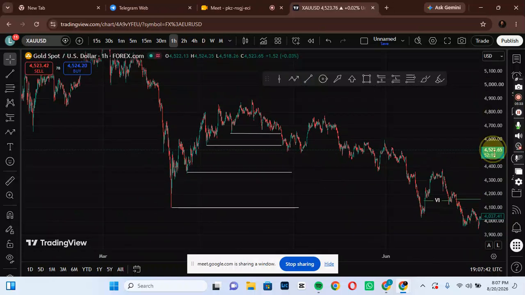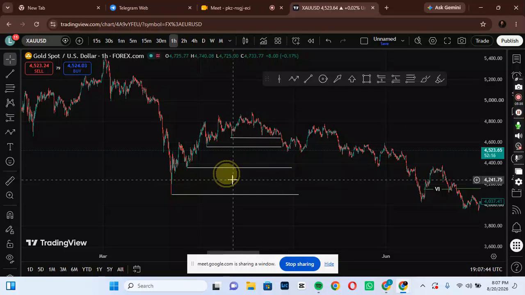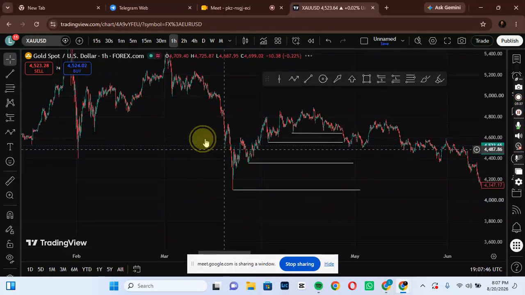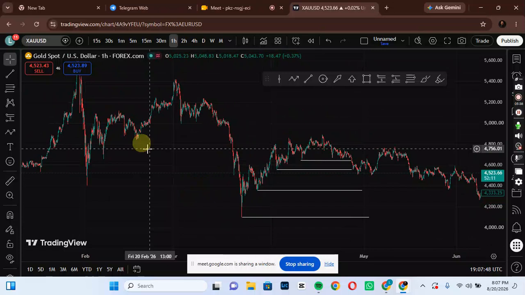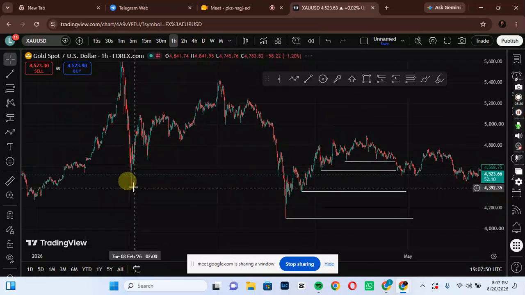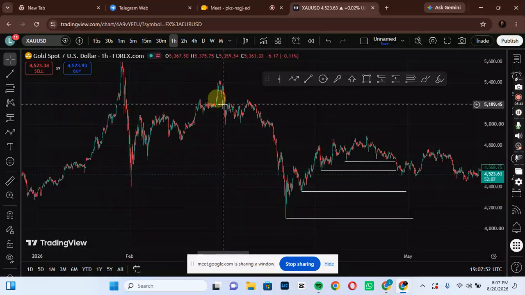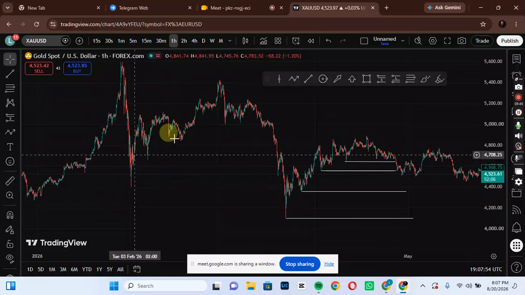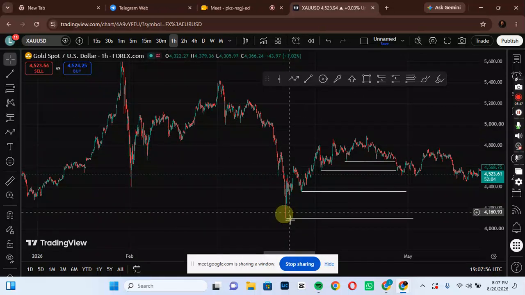Now that is how price moves. It's always coming for liquidity. It's coming to always take out those zones, just like you're seeing here. The same thing goes here. It wiped it off and it came down.